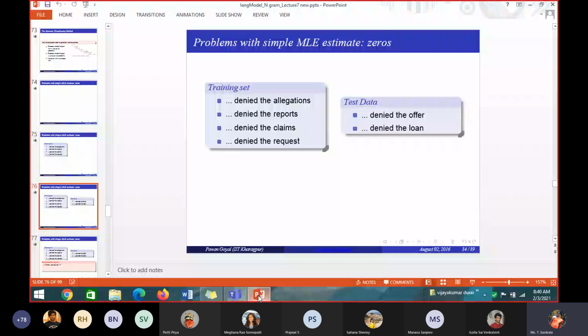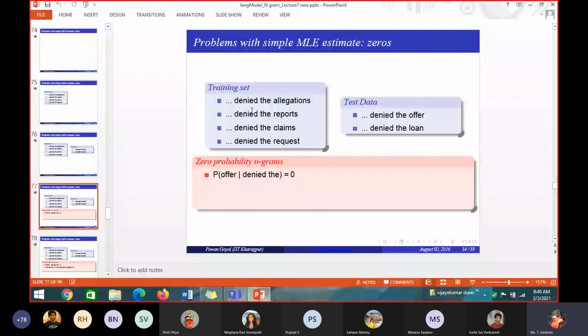We have taken this as training data. Please make a note in your notebook. This is a problem. I have a training set with four sentences: denied the allegation, denied the report, denied the claims, denied the request. And I have test data having two sentences: denied the offer and denied the loan. These are the trigrams.